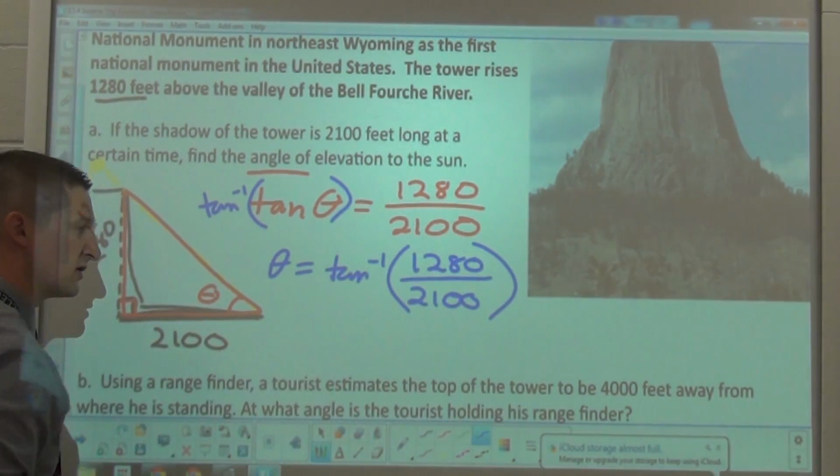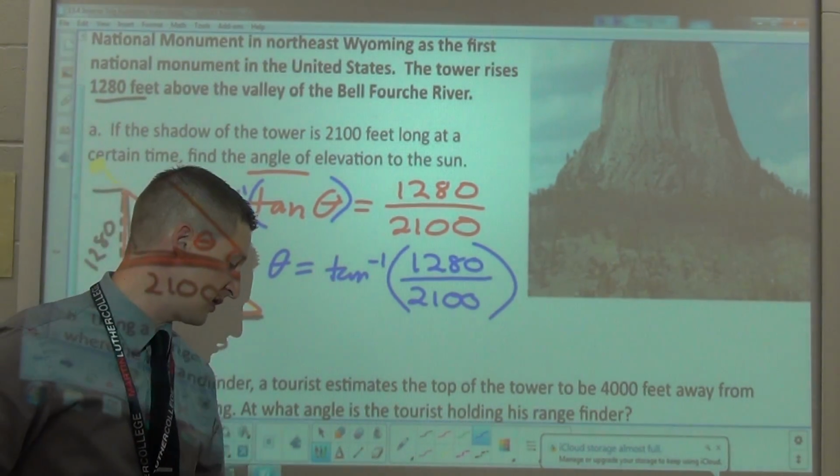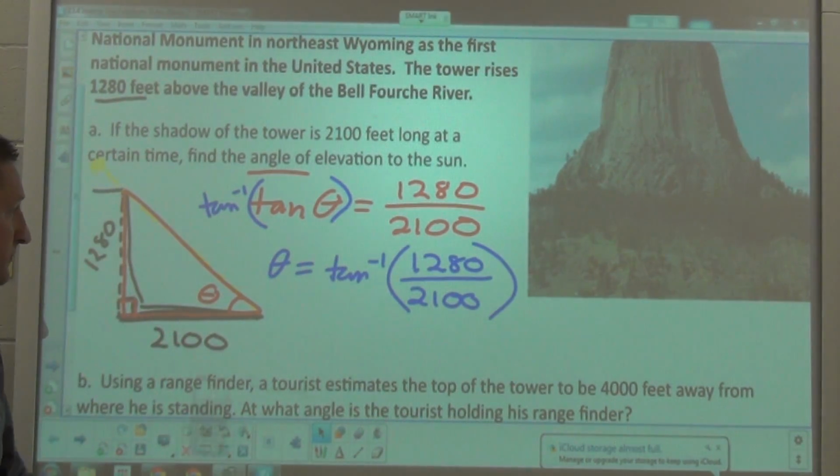This being an expression that I would then type into my calculator. Here's how I would do that.